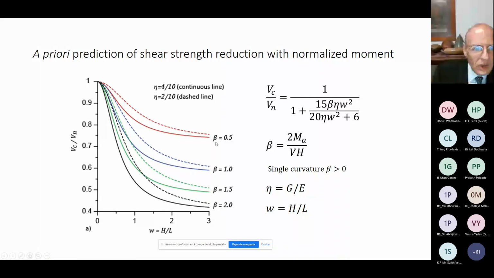This is the normalized moment. So the reduction of the shear capacity using this normalized moment shows, for different aspect ratios, how much the shear capacity has reduced. And actually it's very interesting, because for long walls, the effect of the moment is negligible. And it's very clear because for long walls, the flexural deformation is very small because they are very rigid. Flexural rigidity of the walls is huge. So the effect of the moment for long walls is very, very small.